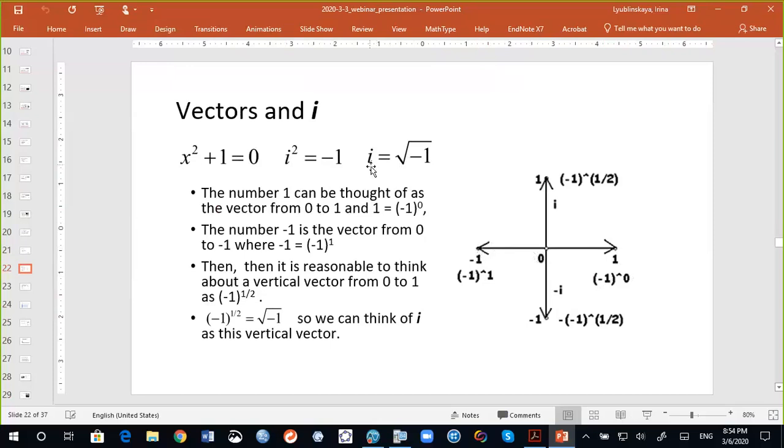Well, i is defined as the square root of negative 1, and square root is the same as the power of 1/2. So if we think about it between 0 and 1, 1/2 is exactly in between. So we can think of i then to be a vector directed from the origin up along the y-axis, which is now the imaginary axis, to the same length. And then, respectively, the vector directed downwards along the imaginary axis is negative i.